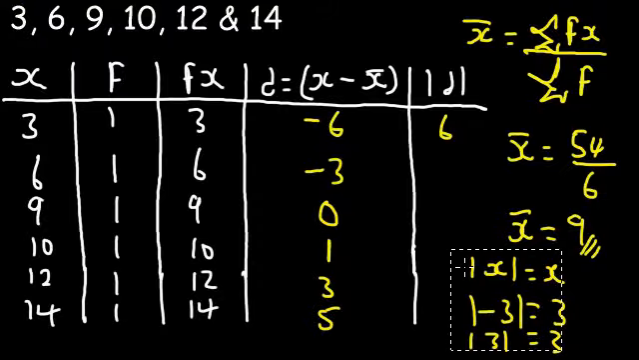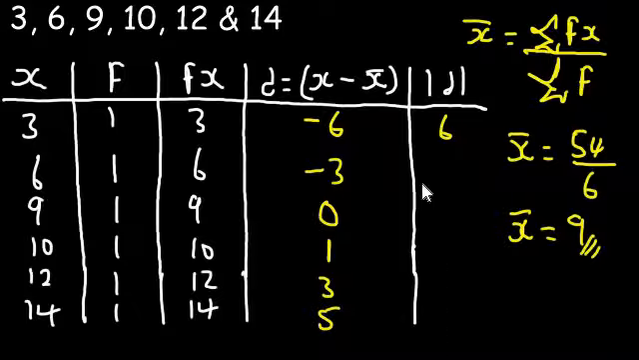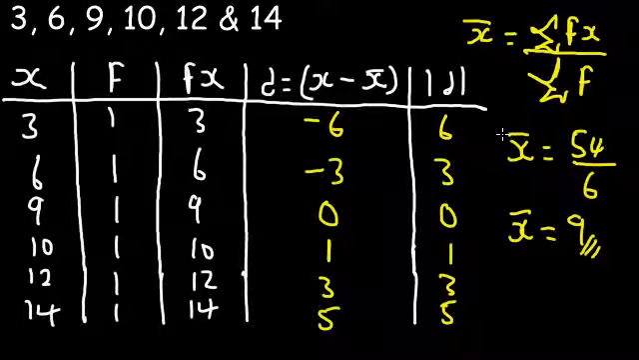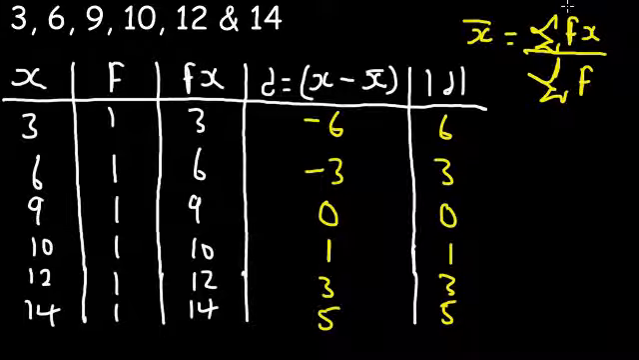Absolute value is used to eradicate negativity. So the absolute value of minus 3 gives us 3. Absolute value of 0 is still 0. For 1 is 1. For 3 is 3. For 5 is 5. And then we have everything we need. So we really don't need the x bar anymore. We can get rid of it.